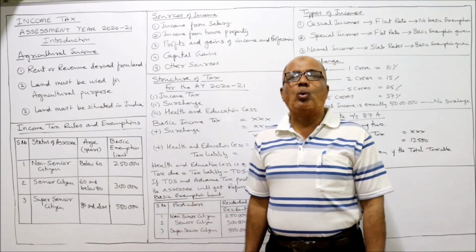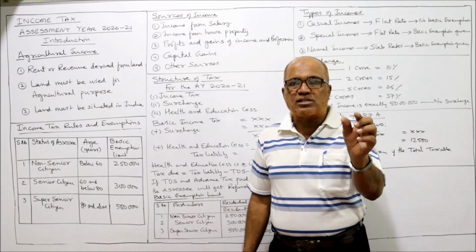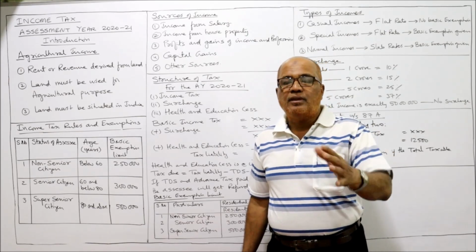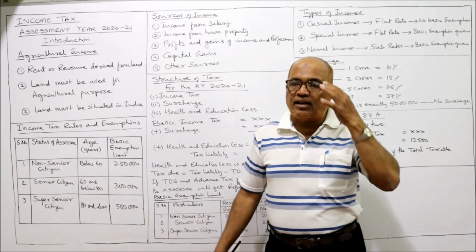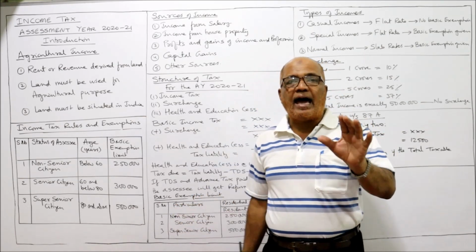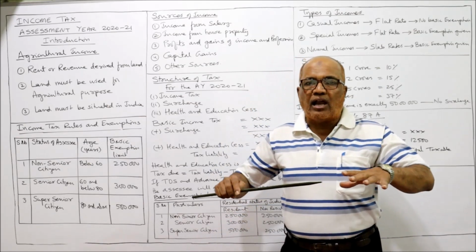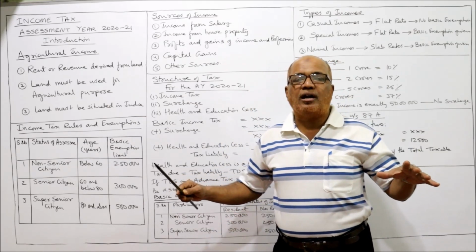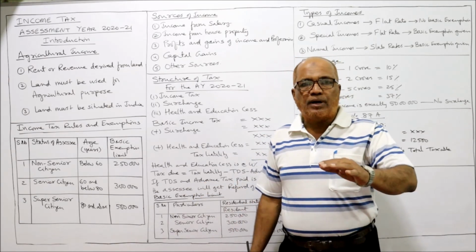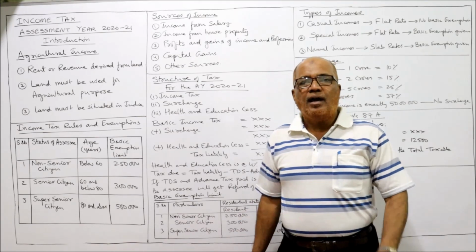Now, income tax rules and exemptions. See, income tax is a tax on income. When a person has income, there will be income tax. If a person does not have income, there is no income tax. In India we have an act called the Income Tax Act 1961. It has given elaborate provisions regarding how to put tax on the income of a person.